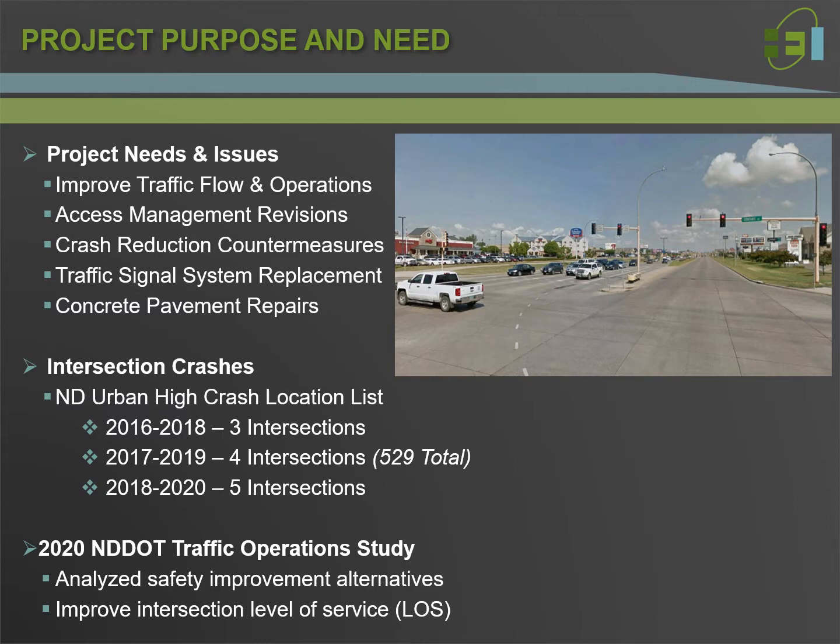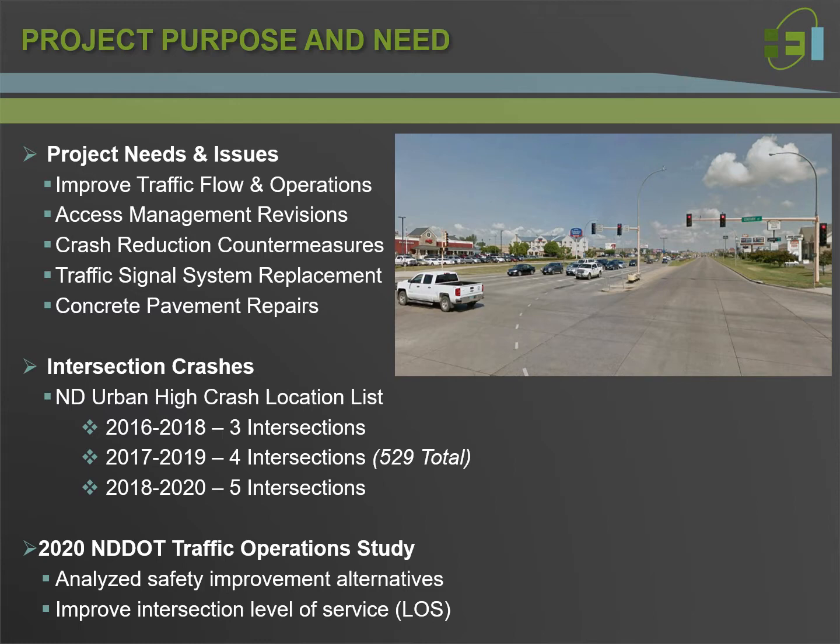The purpose of this project is to consider improvements that address the project issues by improving traffic flow and operations along the State Street corridor, access management revisions at selected locations to improve operations and safety, implement crash reduction countermeasures corridor-wide and at selected intersections, replace the aging traffic signal control system, and correct deficiencies in the pavement surface and overpass structure.